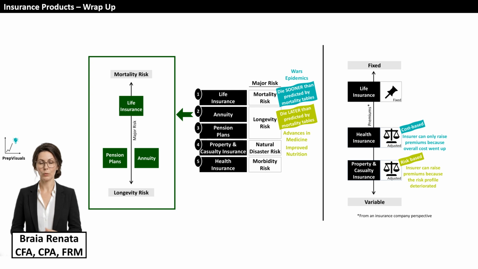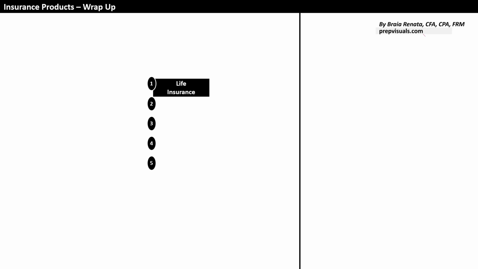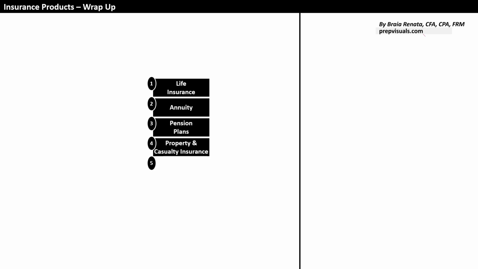So in this video, I will provide a wrap-up of this chapter, and I will also visualize some testable aspects. The reading covers 5 main insurance products, and throughout this chapter we have covered life insurance, annuities, pension plans, property and casualty insurance, and the reading also mentions health insurance in a few sentences, so I would give it a mention in this video.